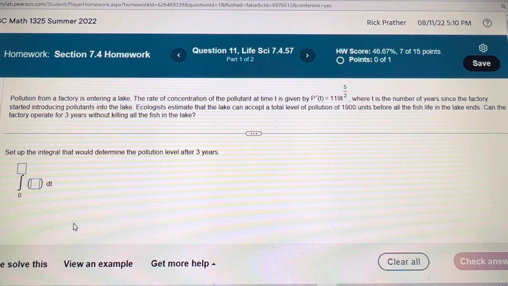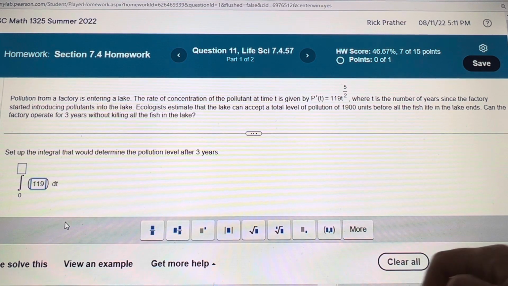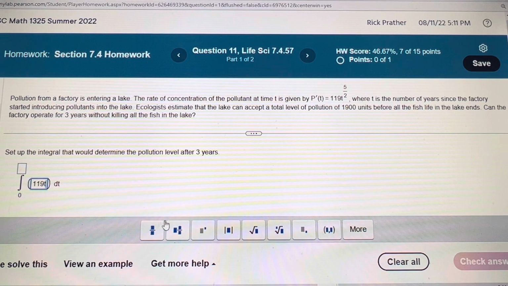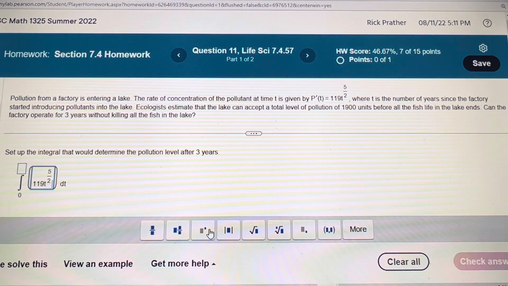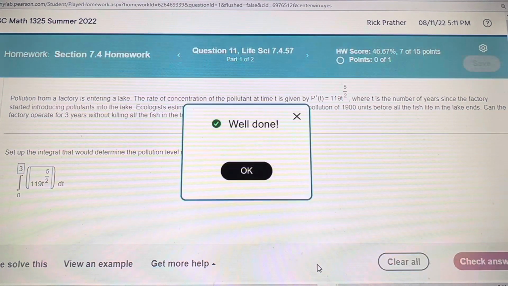Okay, let's do one of these word problem deals. We have, see how they give you p prime of t? That's a derivative. So we're starting with a derivative function. That's what you would put here. The derivative goes in the slot to integrate. And then when I do the antiderivative of it, it'll bring me back to the regular version. They want to do this for 3 years, so it goes 0 to 3 years. So they first want to see that you're setting this up properly.